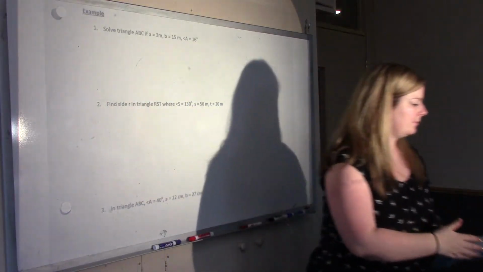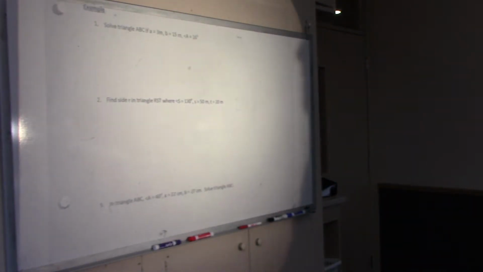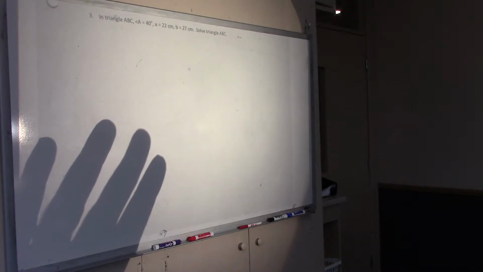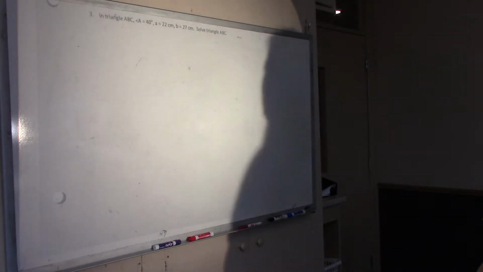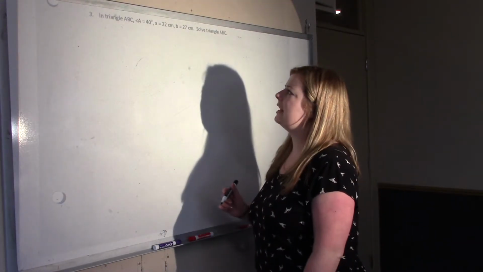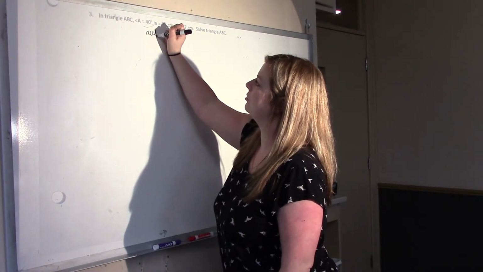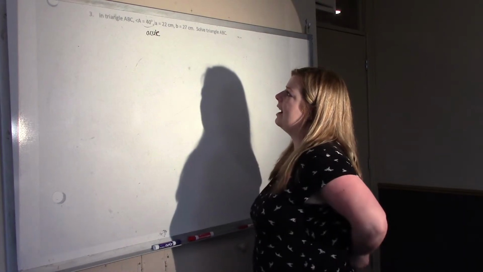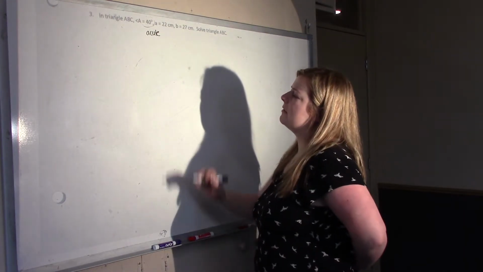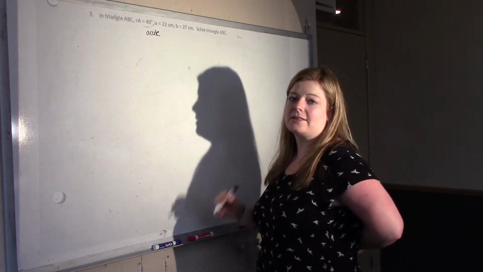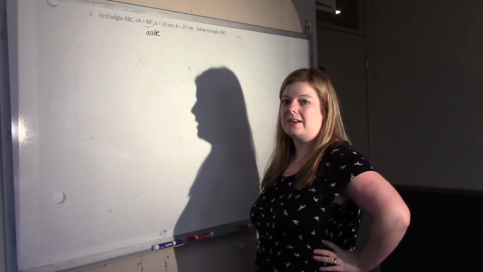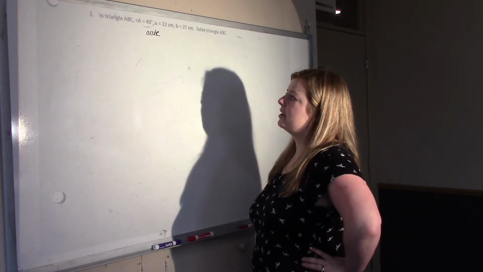Okay, now let's get to the big stuff here. In triangle ABC, you're given an angle A, it's acute, that's the first thing I notice. Side a and side b, so I'm given an angle, a side, and a side, so I know I can't just go ahead and do the sine law. I have to actually do some checking.